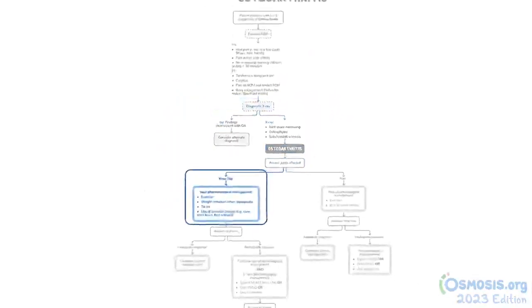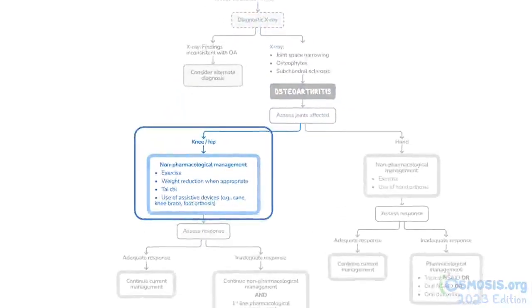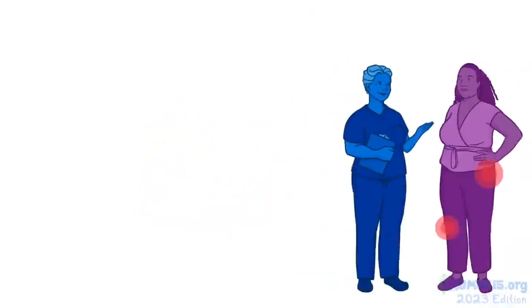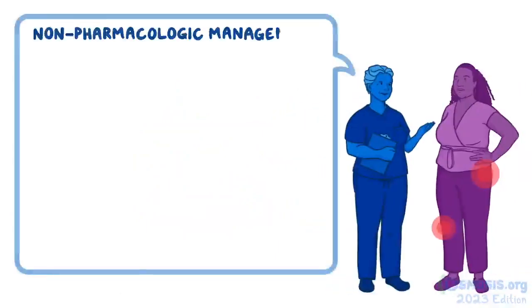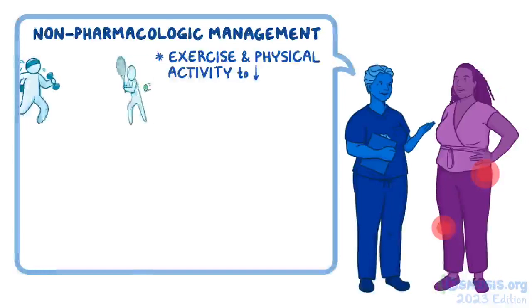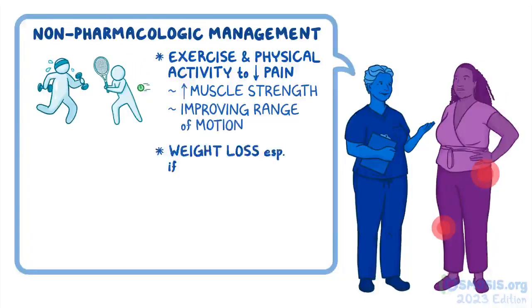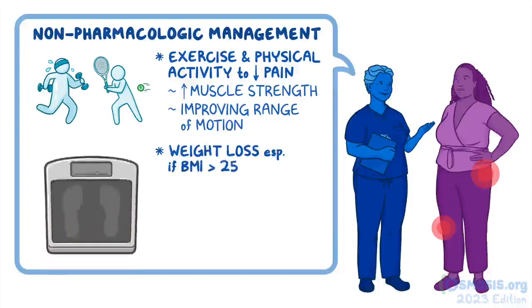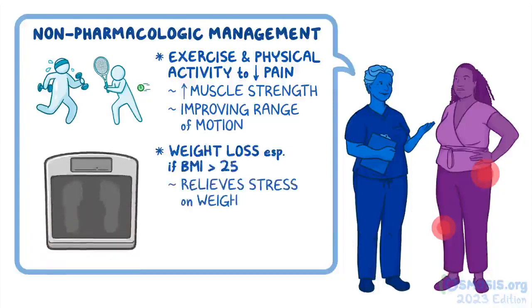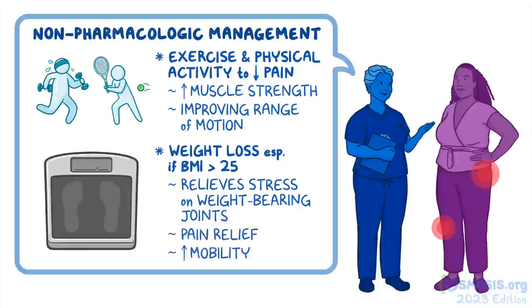All right, let's say your patient has osteoarthritis of the knee or hip. The first step is to begin non-pharmacologic management. First, encourage exercise and physical activity to reduce pain by increasing muscle strength and improving the range of motion in the affected joints. Second, recommend weight loss, especially if your patient has a BMI greater than 25. Weight loss relieves stress on weight-bearing joints, meaning many patients see significant pain relief and improvement in mobility.